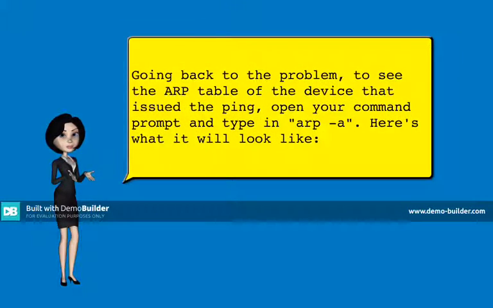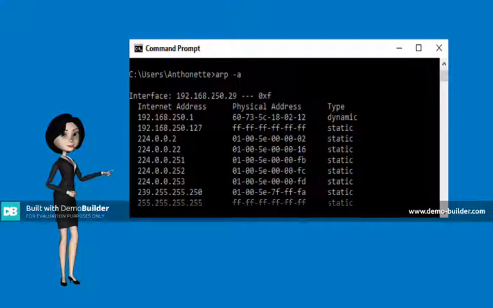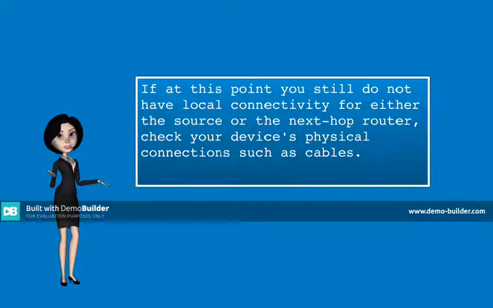Going back to the problem, to see the ARP table of the device that issued the ping, open your command prompt and type in arp -a. Here's what it will look like. If at this point you still do not have local connectivity for either the source or the next hop router, check your device's physical connections such as cables.